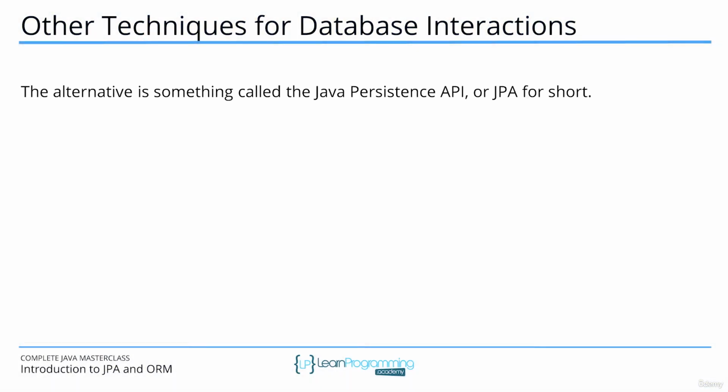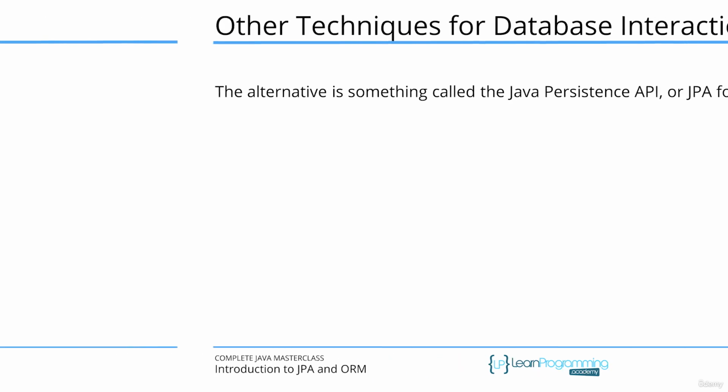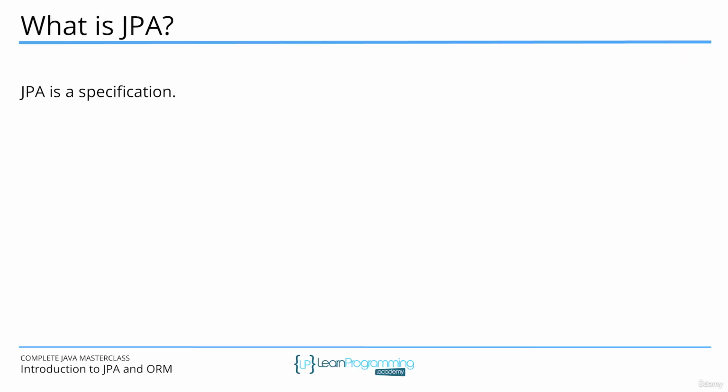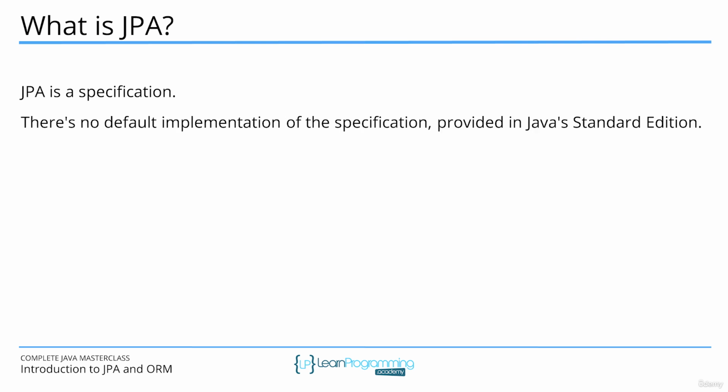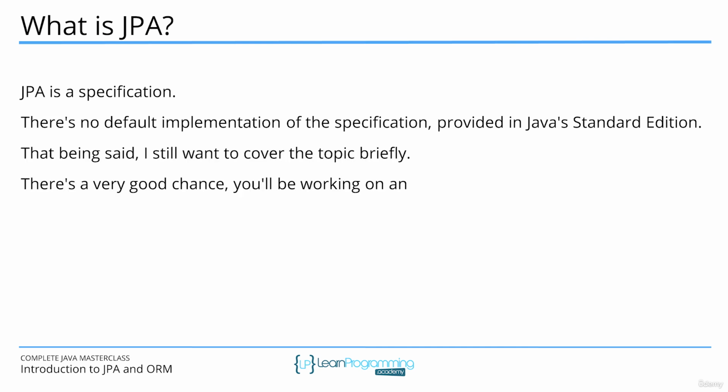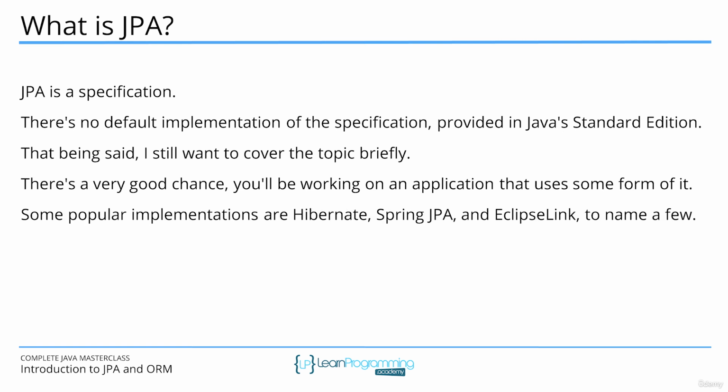The alternative is something called the Java Persistence API, or JPA for short. JPA is a specification. There's no default implementation of the specification provided in Java's Standard Edition. That being said, I still want to cover the topic briefly. There's a very good chance you'll be working on an application that uses some form of it. Some popular implementations are Hibernate, Spring JPA, and Eclipse Link, to name a few. These are called JPA providers.